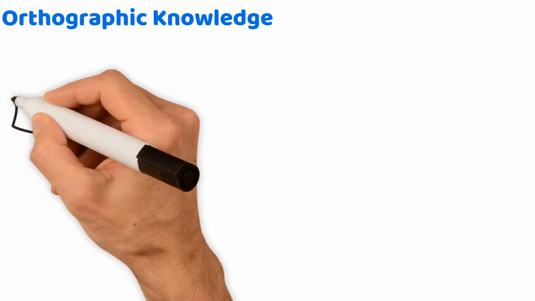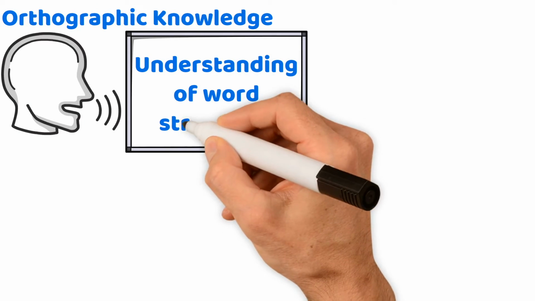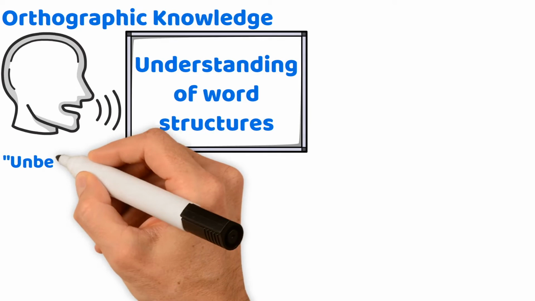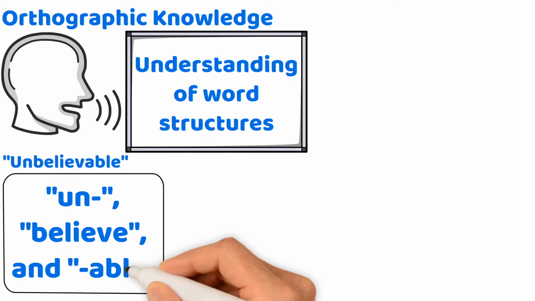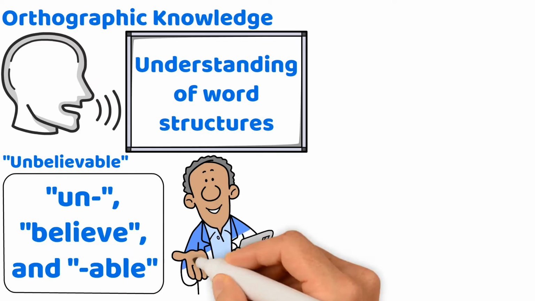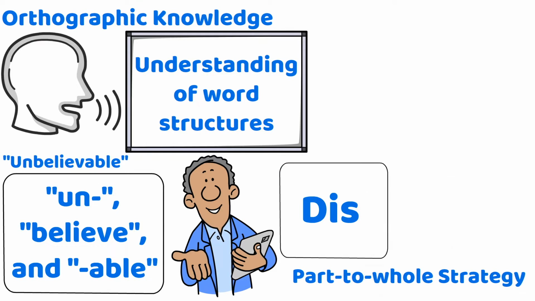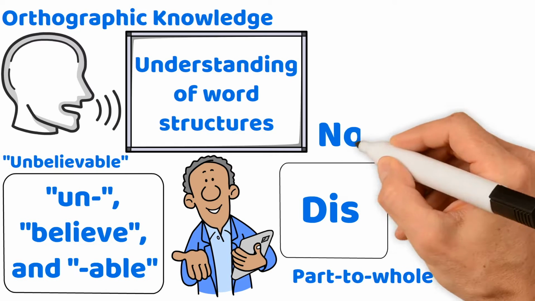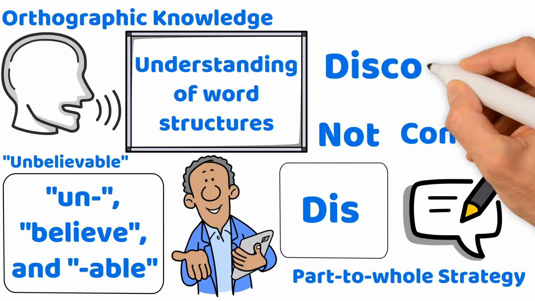Orthographic knowledge extends beyond simple spelling. It encompasses an understanding of word structures, including prefixes, suffixes, and root words. For example, the word unbelievable breaks down into unbelieve and able. Now, how do we teach this effectively? Using the part-to-whole strategy, we'll start with the prefix dis, a common one on your test. Write it on the whiteboard, explain that it often means not or the opposite of, and then build on it. Attach it to connect to form disconnect.